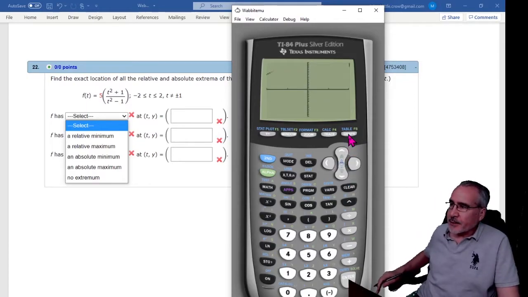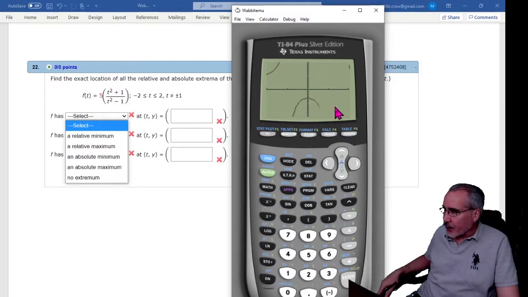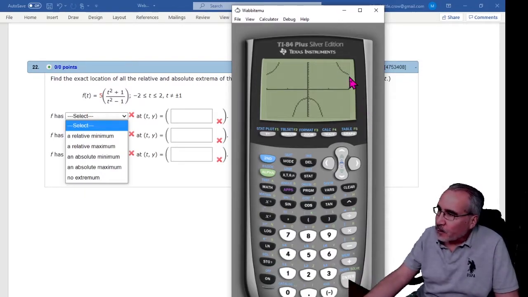We'll hit the graph button. We see this going that way, that going this way, and then this coming this way. So from -2 to 2. Now the thing is this is only going to +15. If we went higher, these probably go off to infinity.